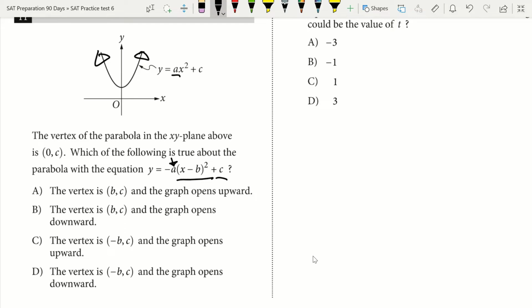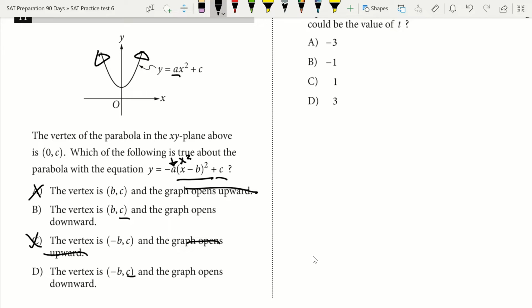Which means if I have negative a times some x squared, which will be x squared since it's x minus b squared, then that's going to open downward. So I can go ahead and get rid of a because that says open upward. I can get rid of c because it says open upward. So now I'm between b and d. I see that they both have c. The only difference is whether b is positive or negative.